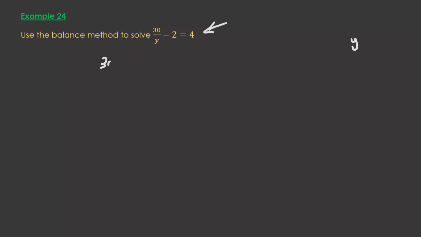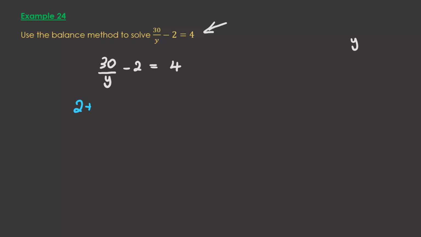So let's start with the equation. 30 divided by y, take away 2, is equal to 4. Now remember, the objective is to get the y by itself. Now there's a couple of different ways you could go about this, but I think the first thing I would do is add 2 to both sides.